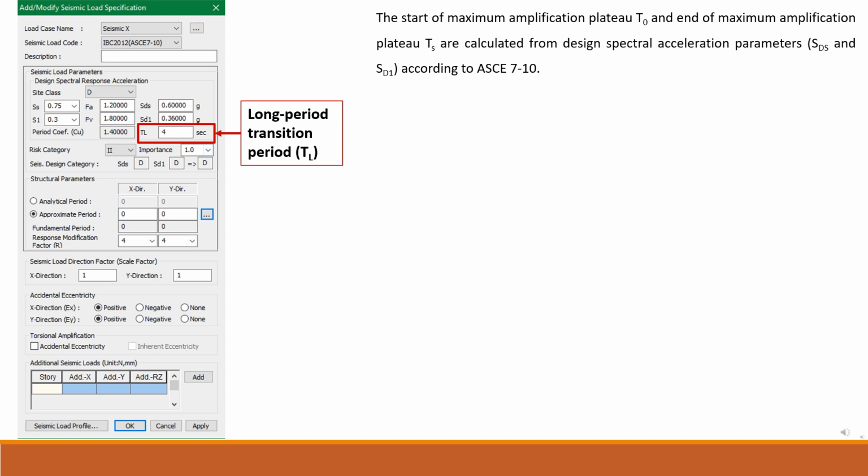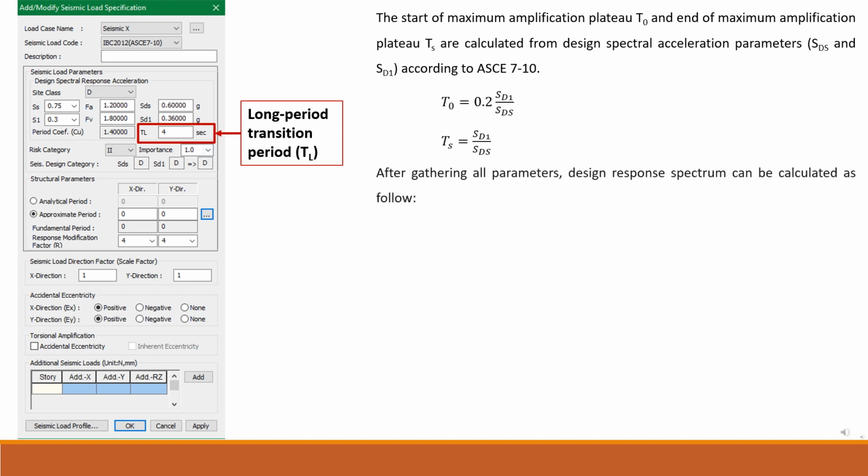The start of maximum amplification plateau T0 and end of maximum amplification plateau TS are calculated from design spectral acceleration parameters, SDS and SD1, according to ASCE 7-10. After gathering all parameters, design response spectrum can be calculated as follows.